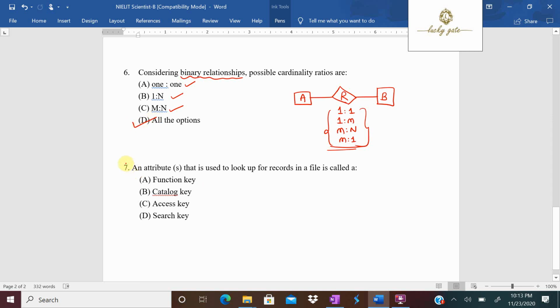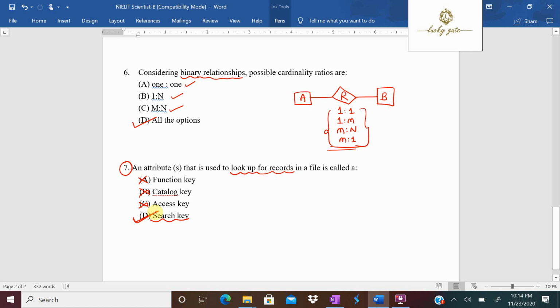Next, question number 7. An attribute that is used to look up records in a file is called a search key. The attribute used to look up, meaning we have to search for a record in a file, is called a search key. That is option D. It is a direct question. Function key, catalog key, access key, these are irrelevant to the question. So the answer for this question is option D.